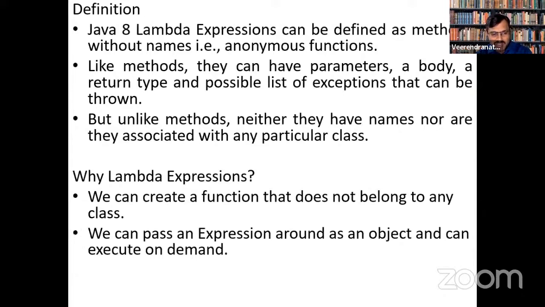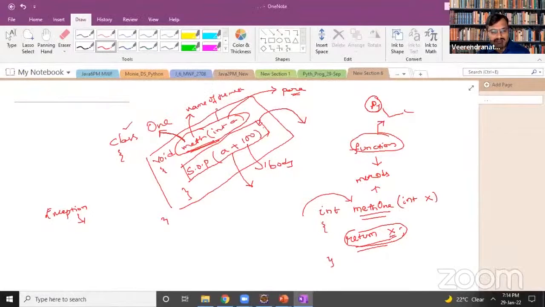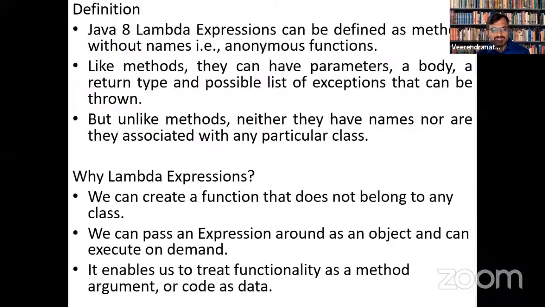And then we can pass an expression around as an object and execute it on demand. What I mean by this is, we can pass an expression as an object, and whenever we want, we can execute it. Basically, it enables us to treat functionality as a method argument. So this parameter that you see can be treated as the functionality. That is why we generally require Lambda expressions.